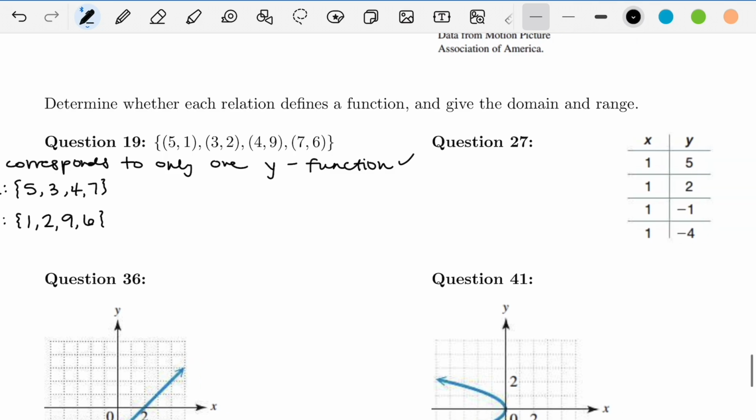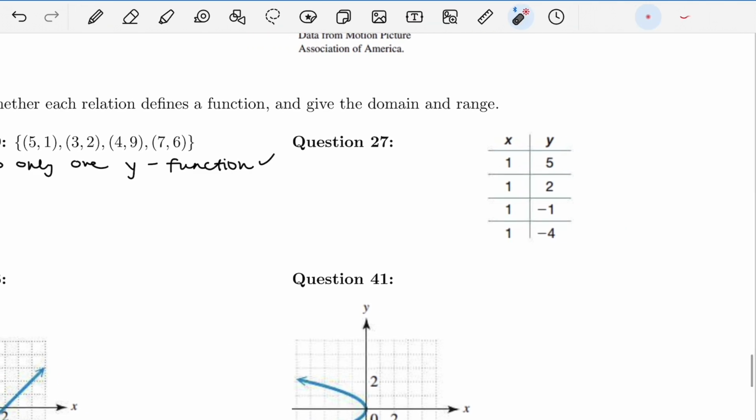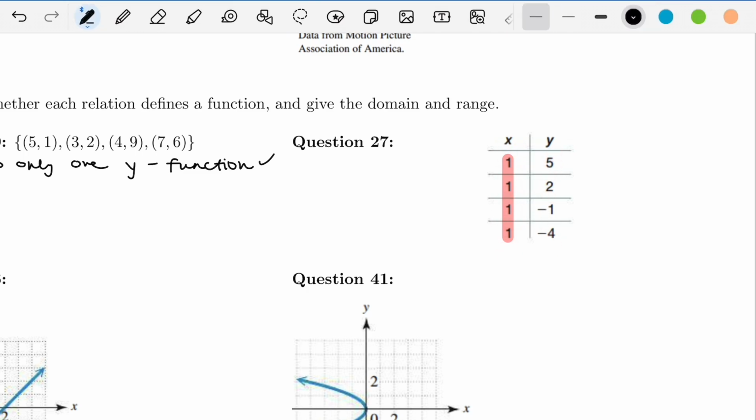All right, let's do the same thing for question 27 here. We're again given a relation, but in this case, it's given as a table. So these are all of our x, our input values, and these are all of our y, our output values. Now, automatically we can see that this is not a function. We have one input value which corresponds to multiple output values. So this guy is not a function.